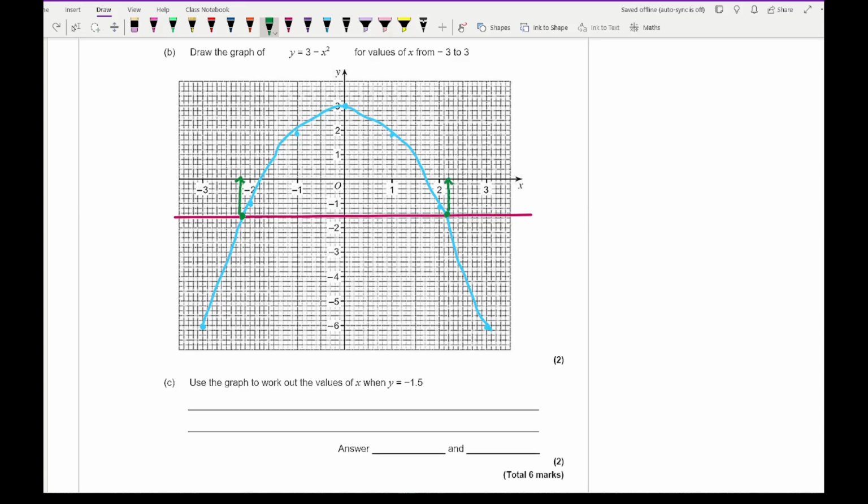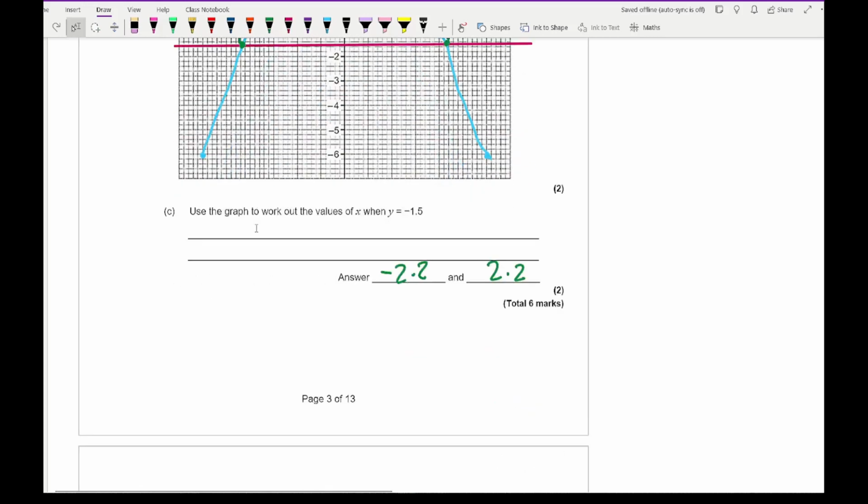Now, because your minimum point is at 0, the two values should be symmetrical from that mirror line of the y-axis. So here I've got minus 2.2 and positive 2.2. And again, yours might be a little bit more accurate, but it should be roughly close to around about minus 2, plus or minus 2.2.